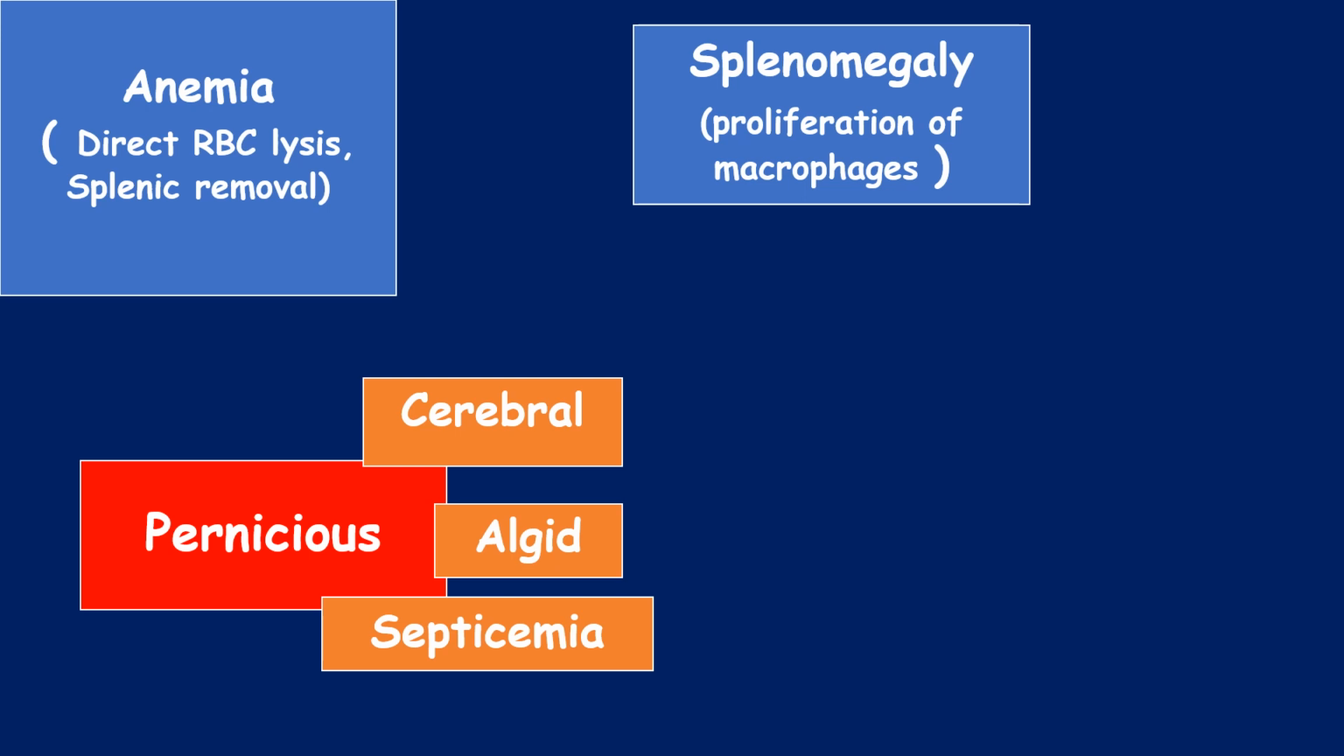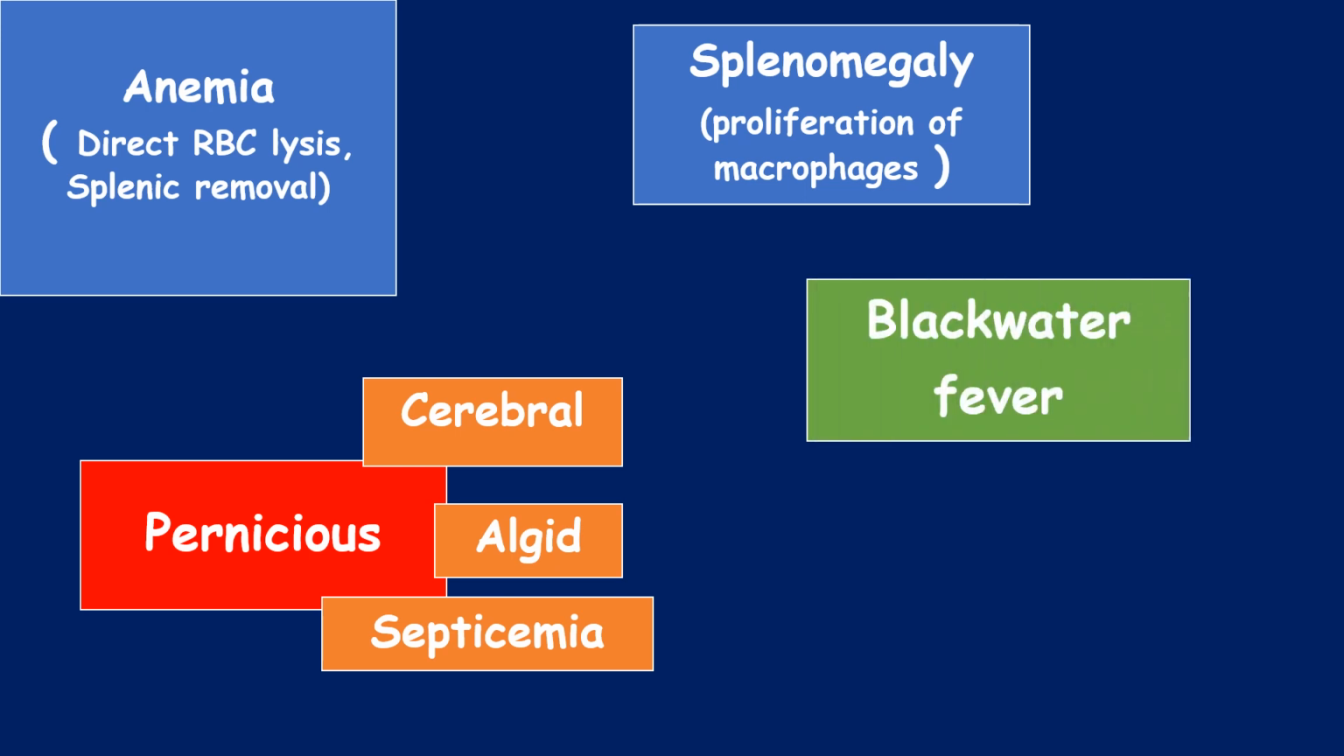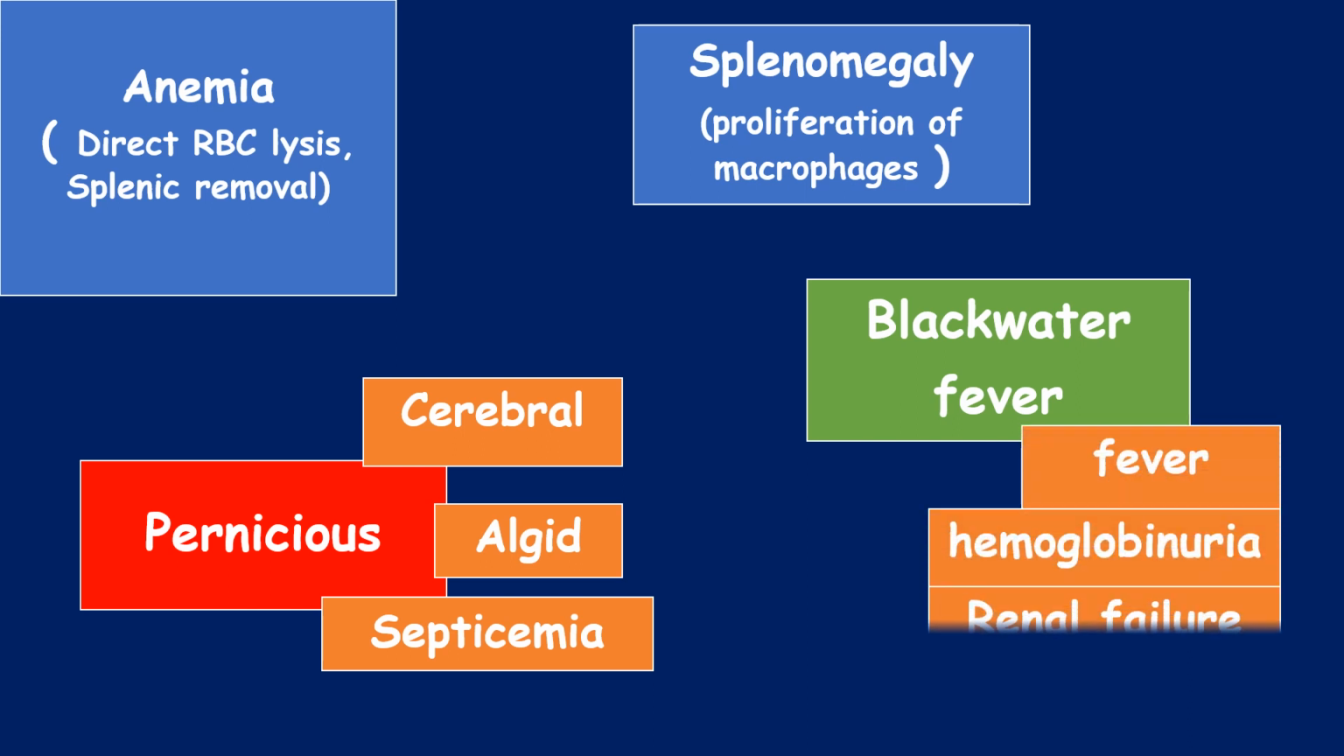Another complication of Plasmodium falciparum infection is blackwater fever. When a patient with falciparum infection is inadequately treated with quinine, antibodies are formed against these quinized RBCs. When the patient is infected again with Plasmodium falciparum, the administration of quinine results in an autoimmune mechanism. There is massive destruction of RBCs, fever, hemoglobinuria, and renal failure.